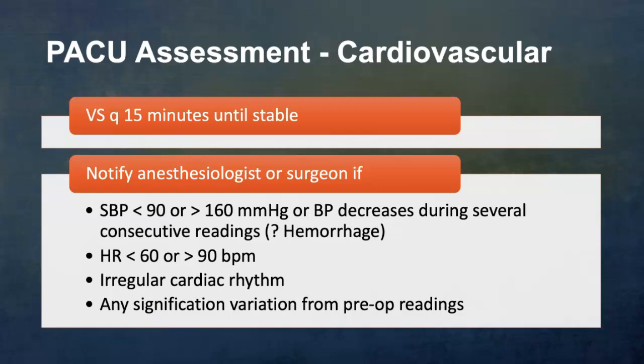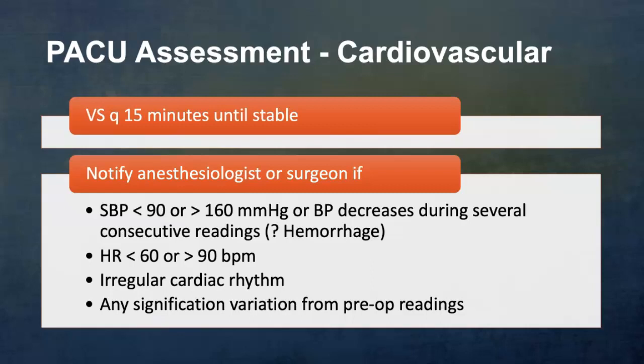So when the patient is in the PACU, the nurse will be completing vital signs every 15 minutes or until the patient is stable. And then it's important to notify the anesthetist or the surgeon if the systolic blood pressure is below 90 or greater than 160, or if the blood pressure decreases during several consecutive readings. You might be thinking hemorrhage.